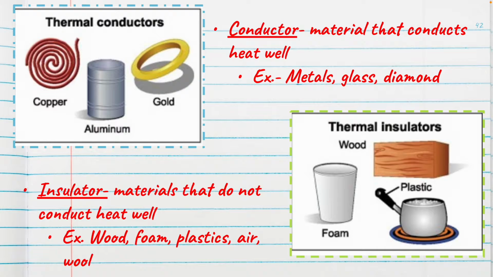Now, it's really great that we have both of these types of materials in our world, because sometimes we want materials that conduct heat well, and then sometimes we don't want materials that conduct heat well. If I'm cooking food, I want materials that conduct heat well. If I have hot coffee or hot cocoa and I want it to stay hot longer, I want to put it in something that doesn't conduct heat well so that it's going to stay hot longer. So it's really good that we have these 2 different types of materials for us.